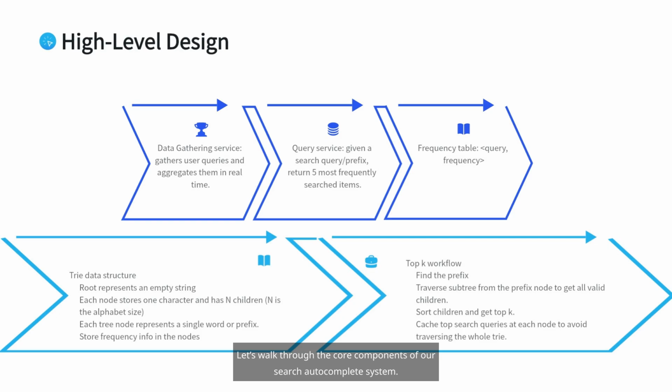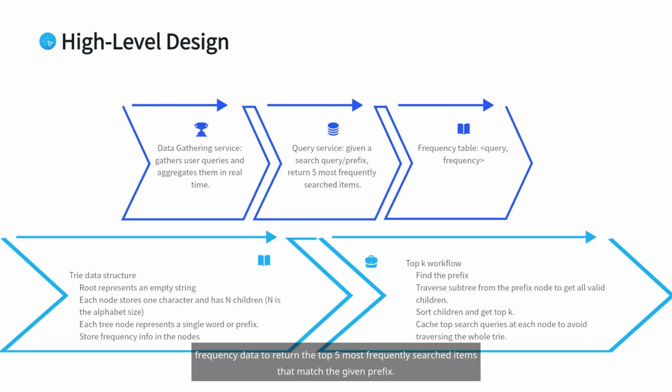Let's walk through the core components of our search autocomplete system. We start with the data gathering service, which is responsible for collecting user queries in real time. This service aggregates queries as users type and updates a frequency table that tracks how often each query is searched. Next is the query service. When a user begins typing a search query, the service uses this frequency data to return the top 5 most frequently searched items that match the given prefix.